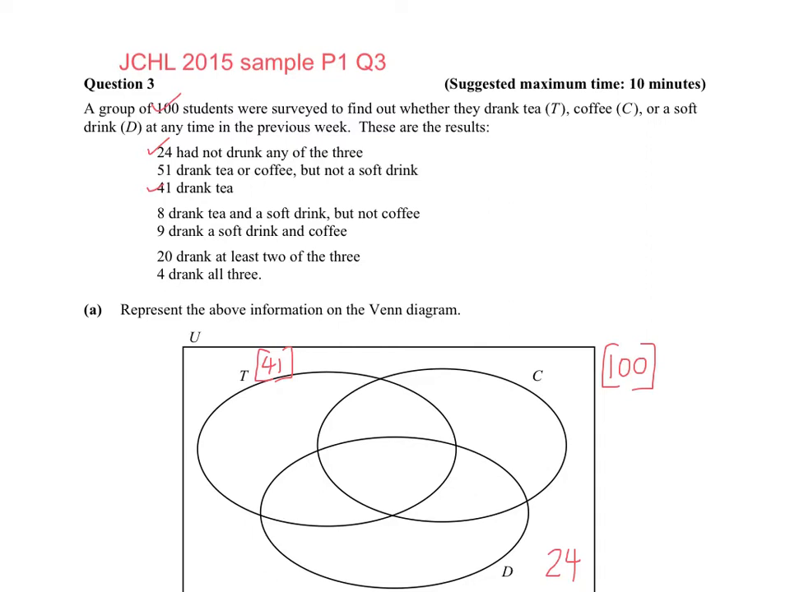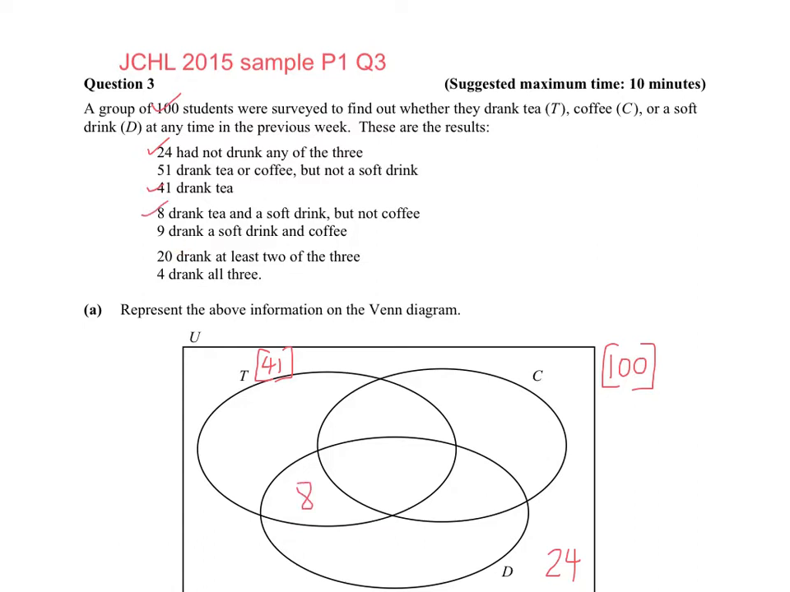Excuse the pun. Then moving on, we've got 8 drank tea and soft drink. So tea and soft drink, so there's that section there, but not coffee. So not part of this, we're just talking about this section here. These are the people that had tea and soft drink, but didn't have coffee, so they can't be inside that coffee set. So this section here is the 8.